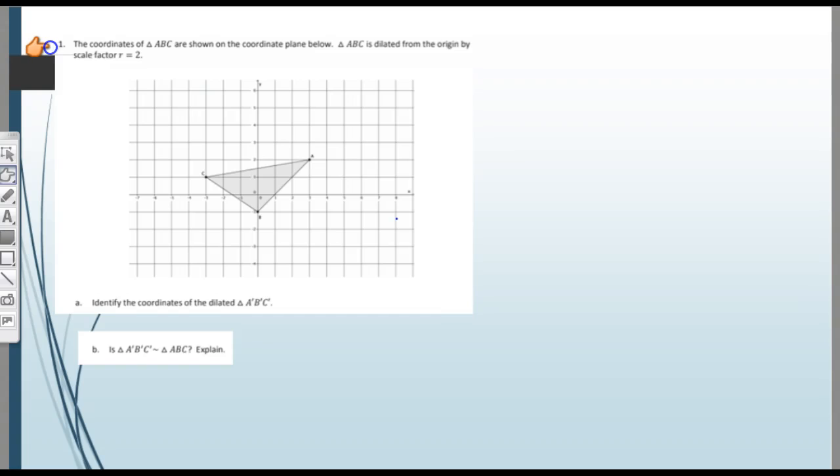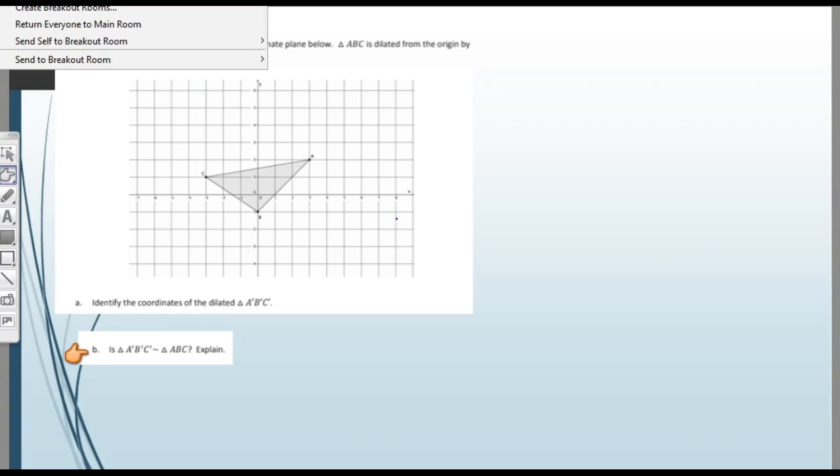All right, so number 1 says the coordinates of triangle ABC are shown on the coordinate plane below. Triangle ABC is dilated from the origin by a scale factor r equals 2. We have two parts to this question. Part A says identify the coordinates of the dilated triangle A prime, B prime, C prime. And then part B says, is triangle A prime, B prime, C prime similar to triangle ABC, and explain.